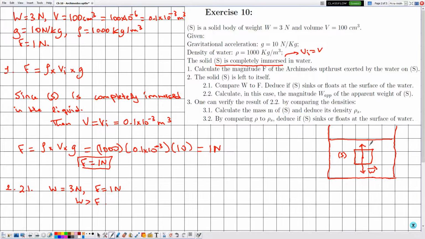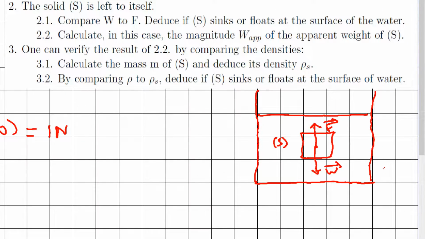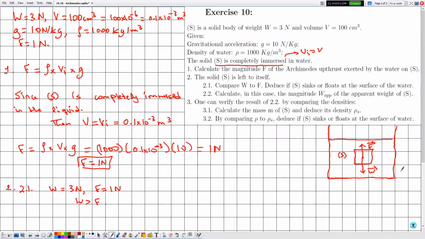So this is F. Now by comparing the magnitudes W and F, we need to deduce whether the solid S will float or sink. Now W is greater than F, and referring to this figure, we can see that W is acting vertically downward and F acts vertically upward. Because the action of W is greater than the action of F, according to the comparison of their magnitudes, we can say that the solid S will sink.